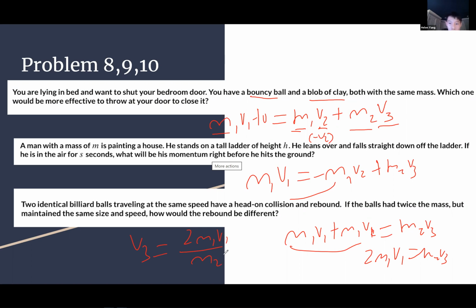And then for the blob of clay, it will also be M1 V1 plus 0. And then since it's an inelastic collision, the two masses will stick together. So it'll be M1 plus M2 times V2. And then you can find V2 is just M1 V1 over M1 plus M2. So if you look at these two velocities, you can see that the bouncy ball would be more effective to close the door since it has higher velocity.